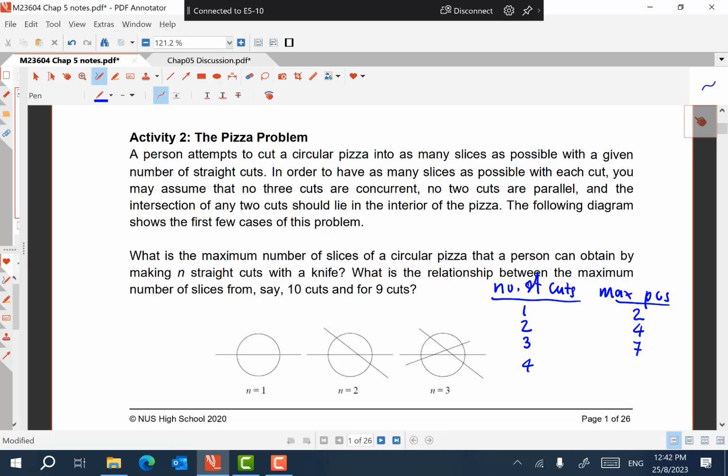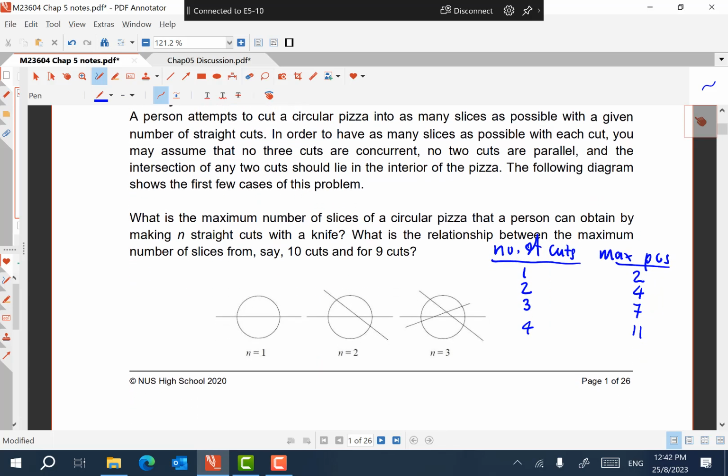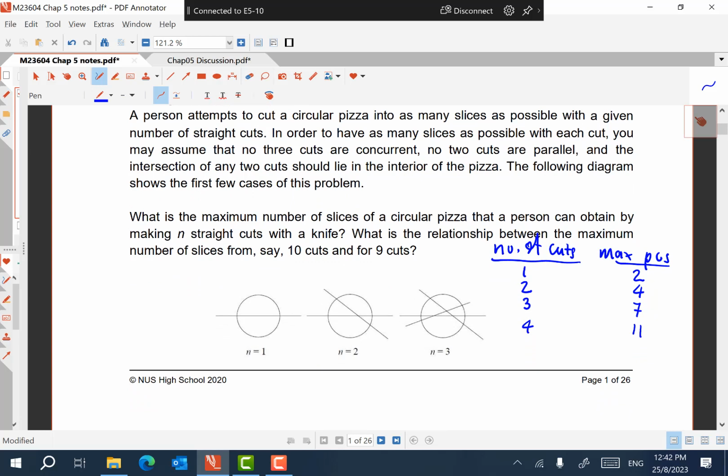How many pieces do you think you get? Oh yeah, I'll tell the number again. You get 11. Okay, I'll tell you. Let's see, you can see the pattern. Say in the case of 5, Ryan, what do you have? 16, right? Yes. Okay.